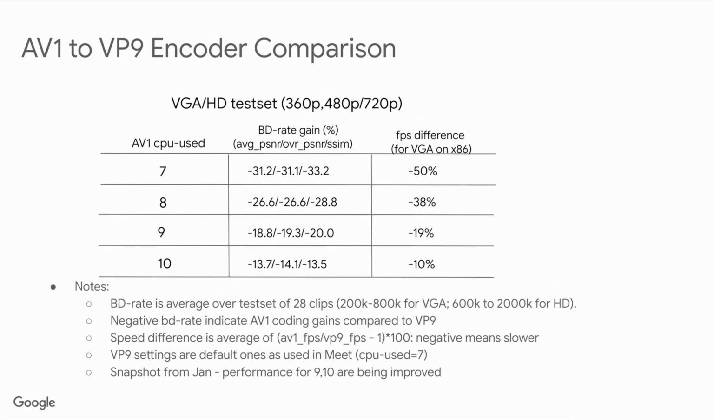The next table is similar, but it's just showing a different test set that involves medium-high resolutions, namely VGA and some 720p clips, so 360p, 480p, and 720p. Here we're comparing speed 7 to 10 versus VP9 at speed 7 to show the distribution of the BD rate gains and the speed for the different settings. So as an example here, speed 10 on this medium-high resolution test set is about 13, close to 14% better BD rate, with about 12% slower.